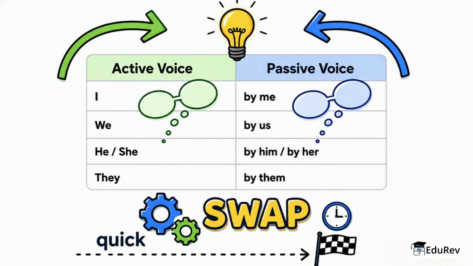Now, when I push the doer to the end of the sentence, I have to make sure the pronouns actually match up. I always remember to swap these out. If the active sentence starts with I, it turns into by me in the passive. We turns into by us. She into by her, and they into by them. It's just a super quick mechanical swap, but it keeps everything grammatically perfect.